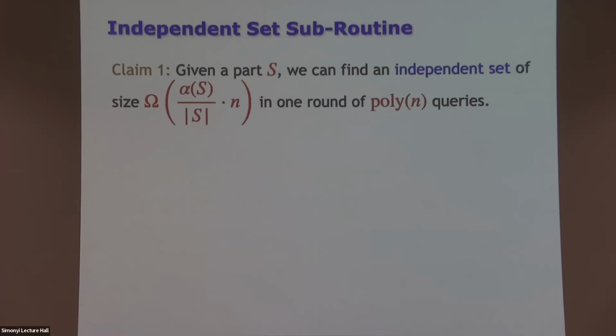And so I won't prove these claims for you. I'll just state these subroutines for making progress towards finding a basis, and then I'll leave it at that. We'll take it at face value that careful case analysis would indeed give you a better algorithm. And so the first claim is that whenever you recover a part S, you can find an independent set in the parent matroid of size alpha of S divided by the magnitude of S, times n. And this is just using one round of a polynomial number of queries.